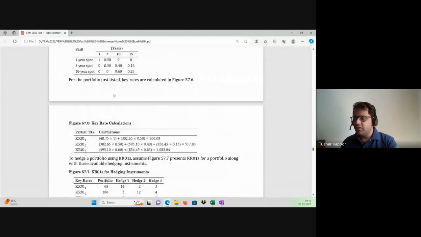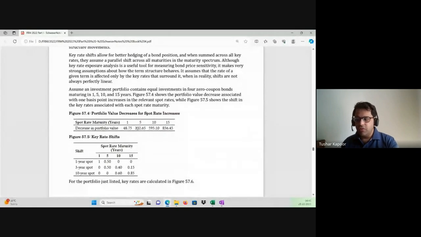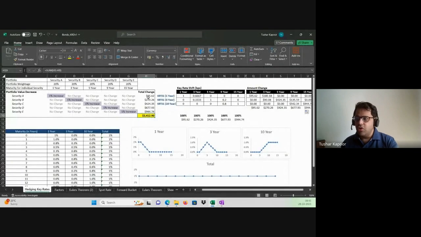So this is the first part of it, which basically talks about the portfolio change that has happened. Now you want to understand, of all the things that you have got right now, 95.6 to 270.6 to 424.6, these things were done individually. Now you want to find out, if a change happens in 1 year, how it impacts different years as well. So if we talk about, let's say, key rate 01 for 1 year, 3 year, and 10 year, these are the three rates that we have been talking about. So we take these three key rates.